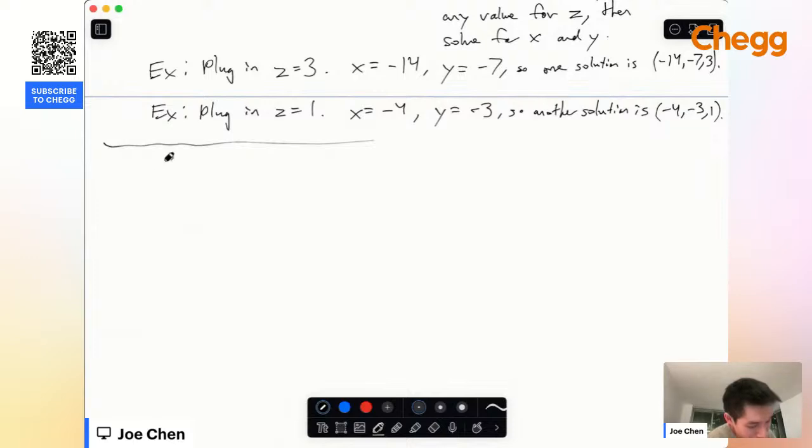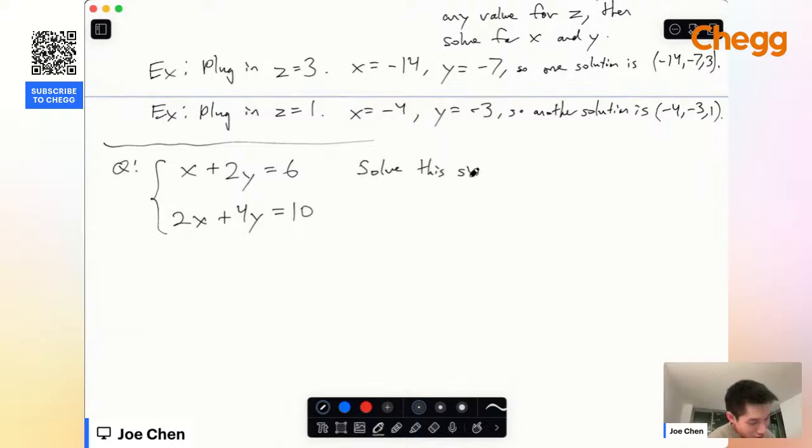Okay, so let's say here's another question. I have x plus 2y equals 6. And then I have 2x plus 4y equals 10. And maybe the question is, solve this system, which is a little misleading. I'm telling you guys that here's an example where there's no solution.